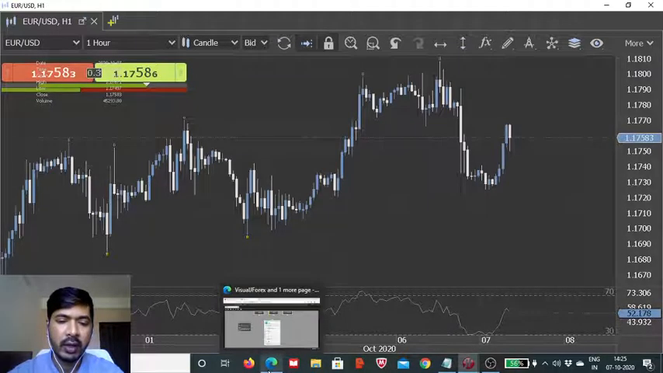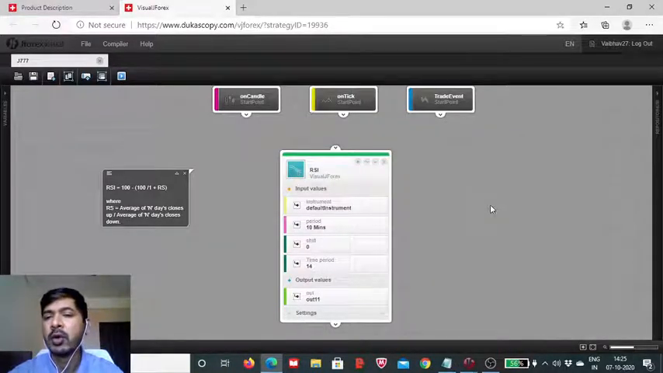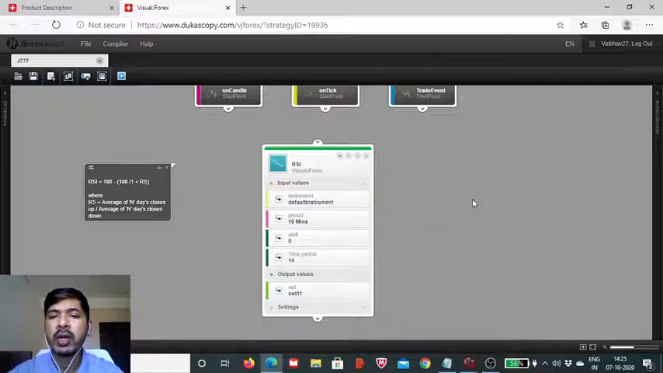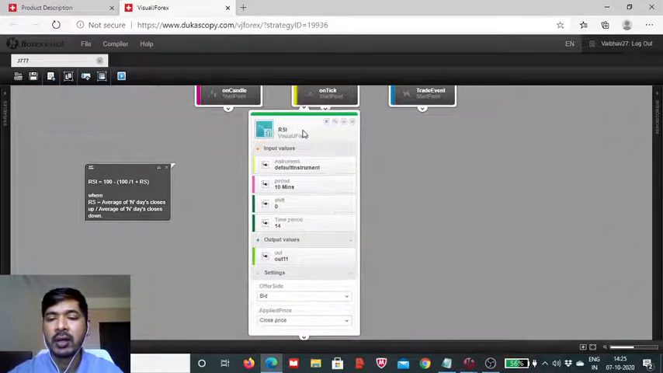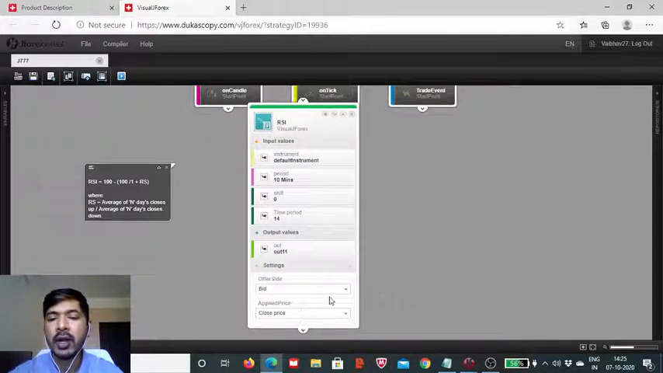Now let us head back to the Visual JForex board. Here, to use this RSI indicator block, we have to define the four parameters. Depending on the four parameters, we get the output value. We also have to define these other settings where we have to select whether we want the calculation to be done on the bid side or on the ask side, and then the candlestick price, which kind of candlestick price to be used for the calculation of RSI.